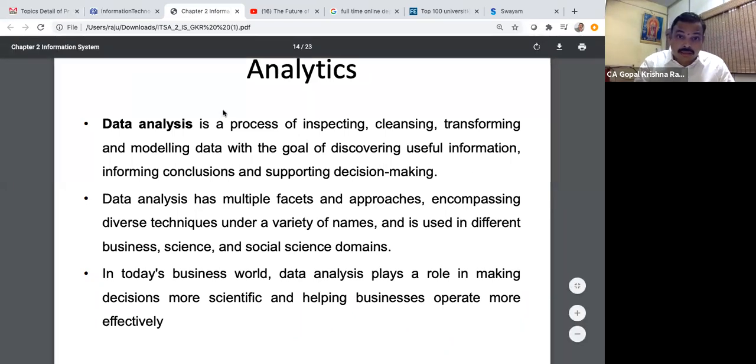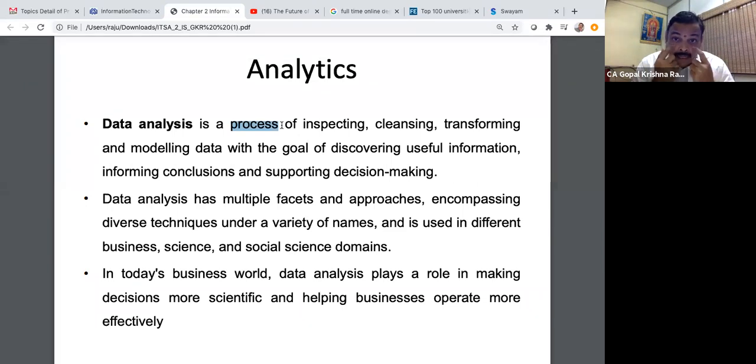This is a process. How? Inspect the data, cleanse it, transform it, take the summary, and model the data using some financial modeling, and then get the summary of it and tabulate it with the goal. What is the goal? Discovering useful information.